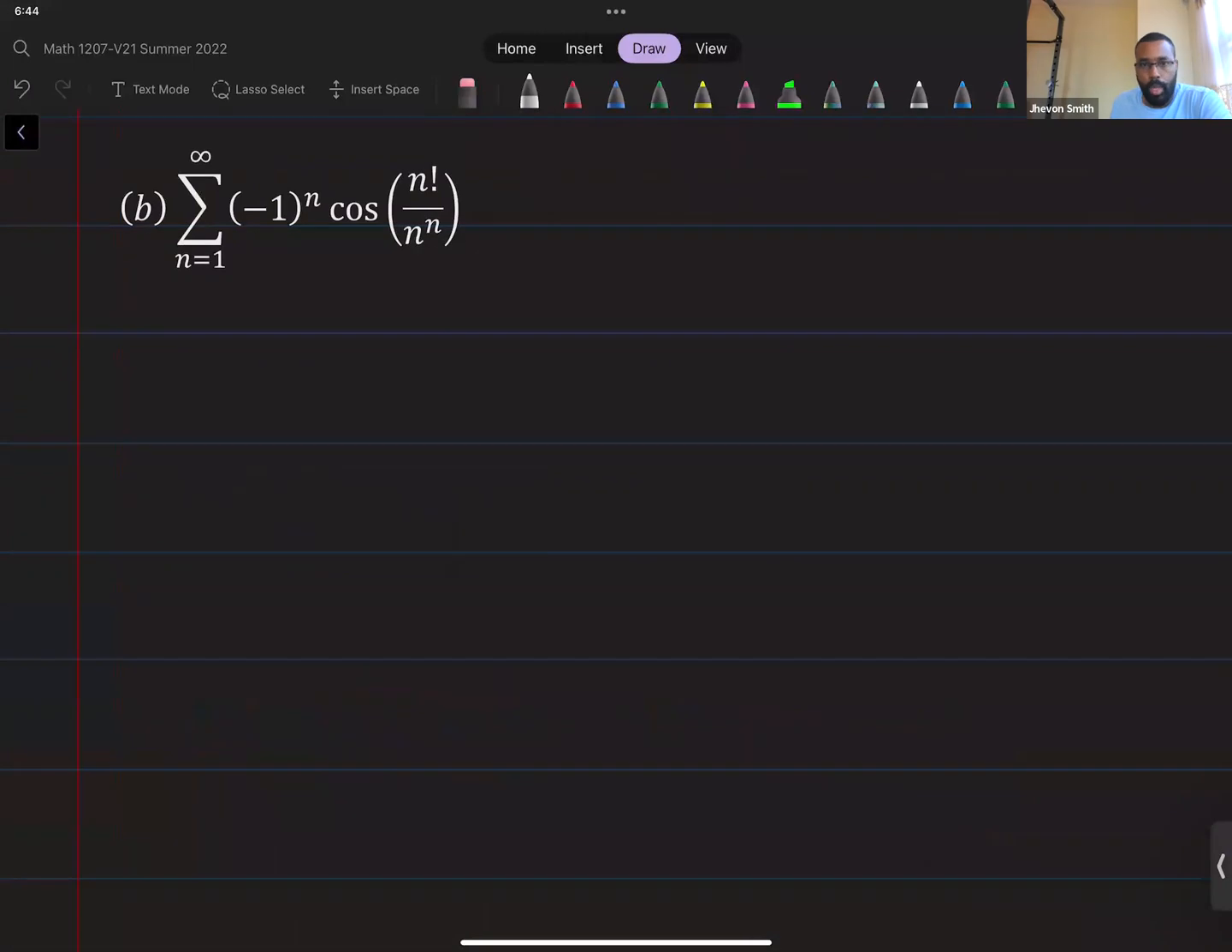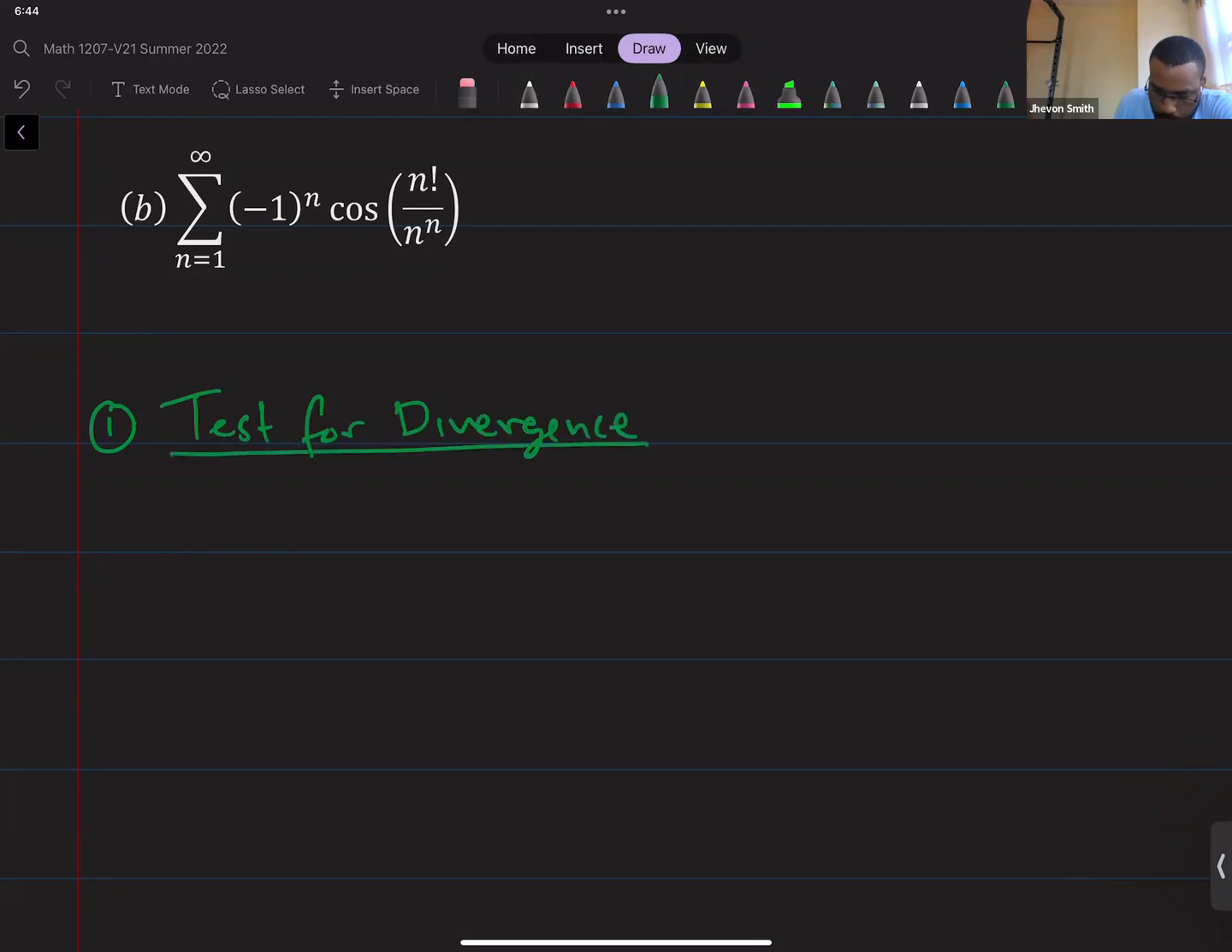So here's another one, and it's the same problem. Determine whether the series converges absolutely, converges conditionally, or diverges. We know the first thing we're going to do is the test for divergence, which means we're going to take the limit of the a_n, which in this case is the limit of the cosine of n factorial over n to the n.